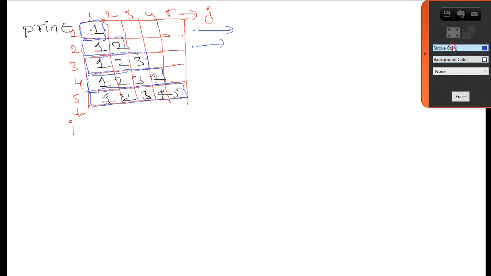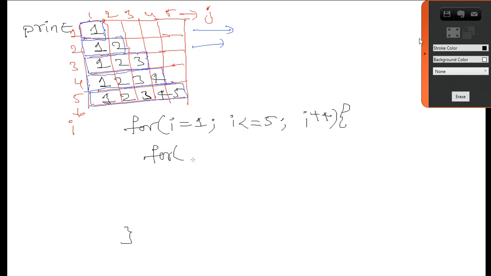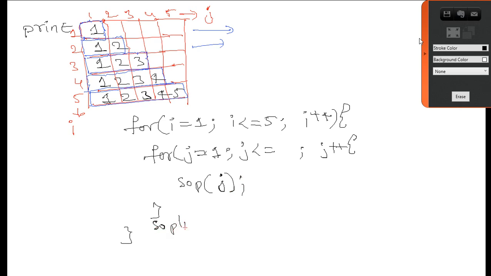So how do you write this program? First of all, let me write here. Let me explain how it is going to work. So I is equal to 1 to 5, and j is equal to 1 to 5. So let me write for I is equal to 1, I is less than or equal to 5, and I plus plus. So this is a normal program only. Then for j is equal to 1, j is less than or equal to what? I will tell you, j plus plus. Then I am going to write SOP, SOP j we are going to print, and here SOP println we will be writing.